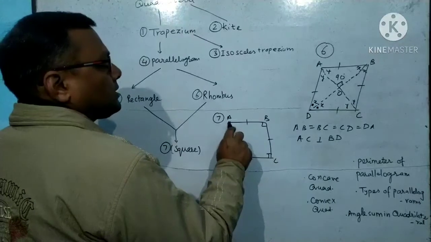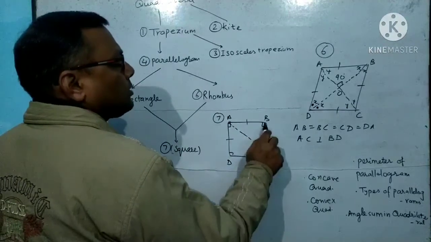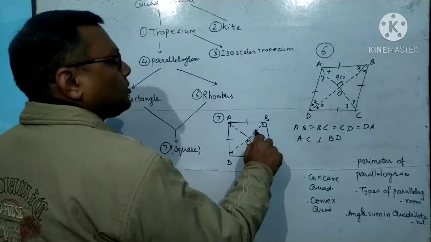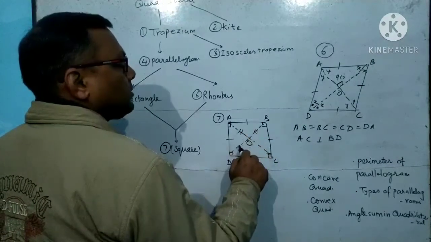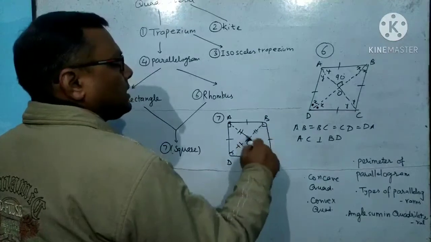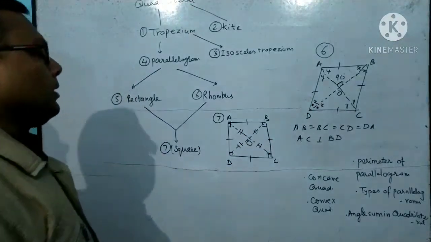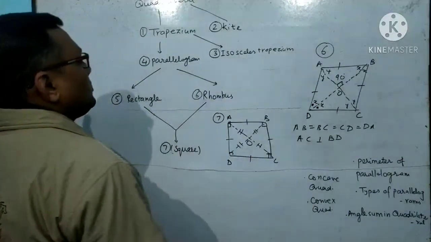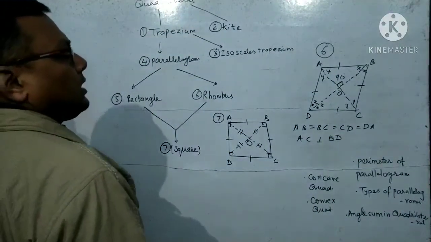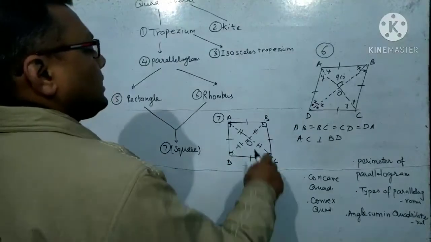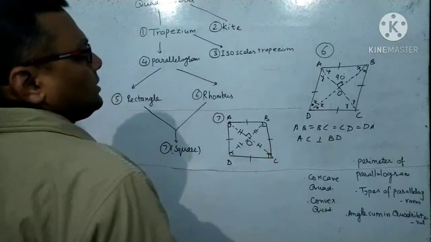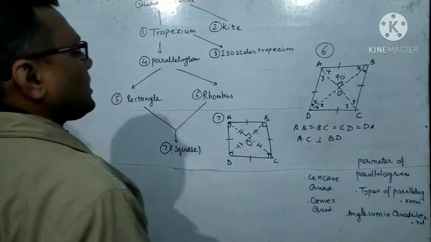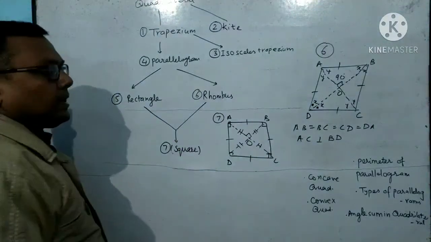Third property is diagonals are also equal, and they intersect at O. So this segment is equal to this segment, and all the segments are equal. So a square has all the properties of a rhombus and a rectangle. All sides are equal, diagonals bisect at right angles, and each angle is 90 degrees like in a rectangle.